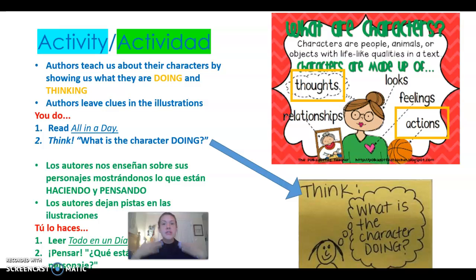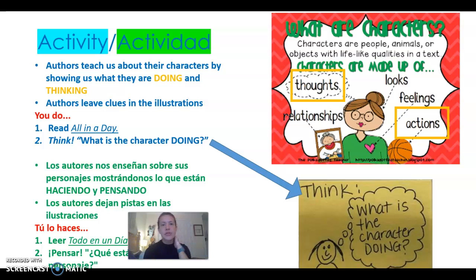So their actions in the story, what they're actually doing in the story, and then also what they might be thinking about the story. And authors tell us about this using words and illustrations. But today we're going to really be focusing on looking at the pictures to figure out what the characters are doing. Or we're going to look at the illustrations to figure out the characters' actions or what they're doing.